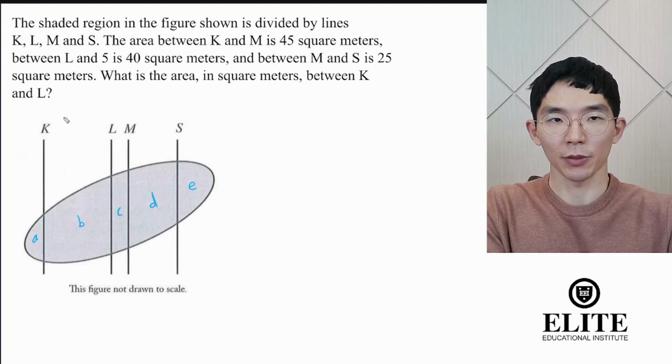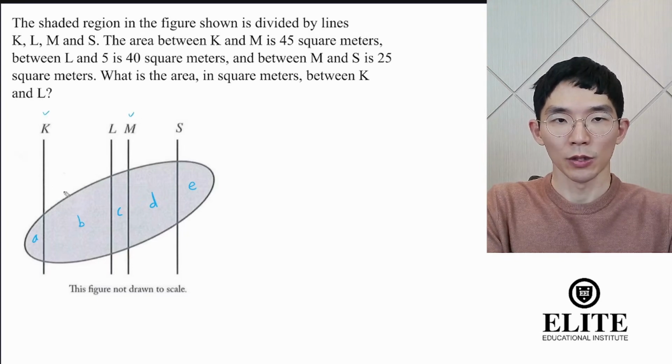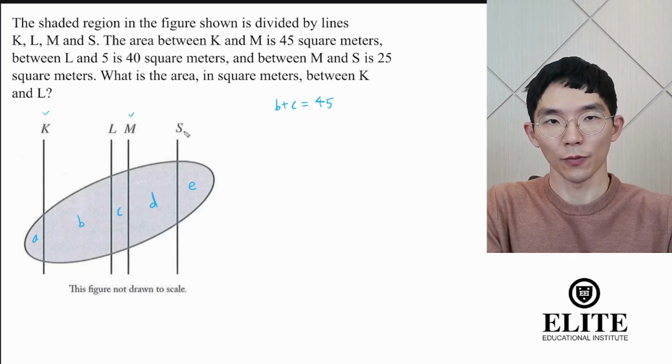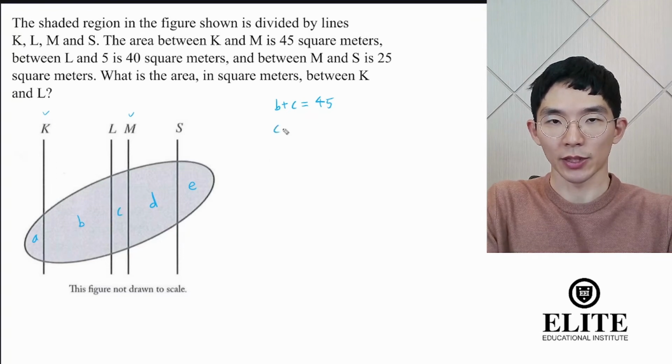So let's start by talking about this and this. So what does that include? B and C. Therefore, what can we say about it? I can write this as B plus C is equal to 45. The area between L and S is 40 square meters. So that's going to be what? C and D. So that's going to be C plus D is 40 square meters.